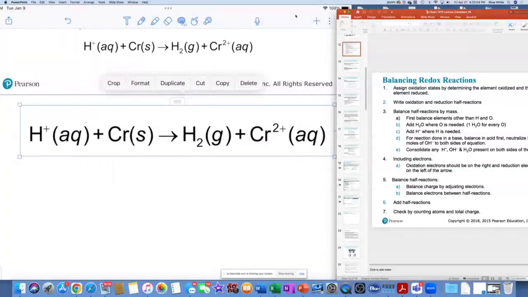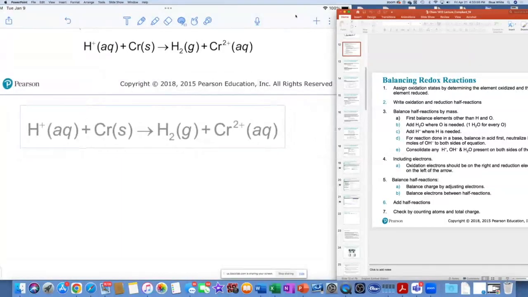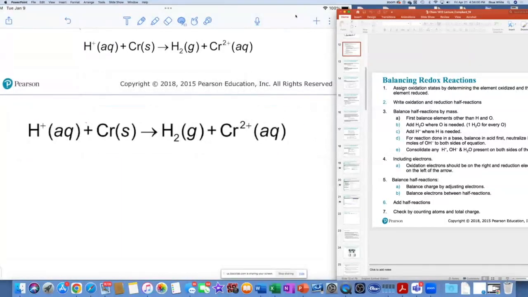Okay. Wow, this is a different one. Like I said, I've never done this before, but we can do it. Let's see. Once again, following the rules. If I tell you guys to follow the rules, can I follow the rules? We'll see. Number 1, assign oxidation states by determining the elements oxidized and the elements reduced. That's rule number 1 over here. So I'm going to assign oxidation states.